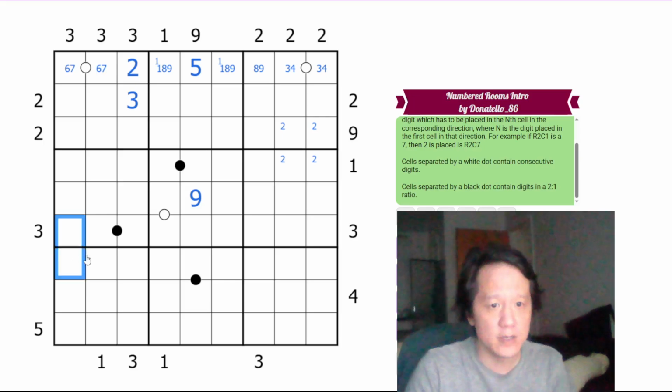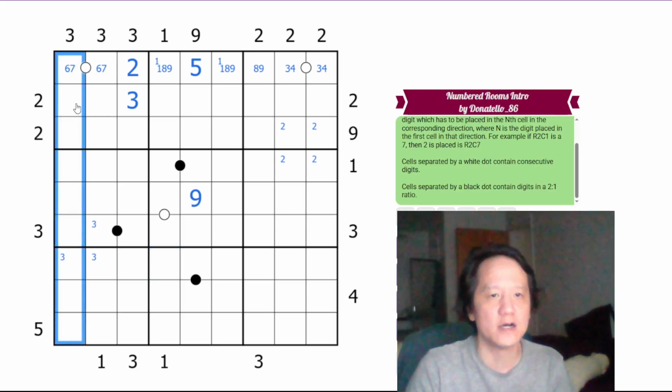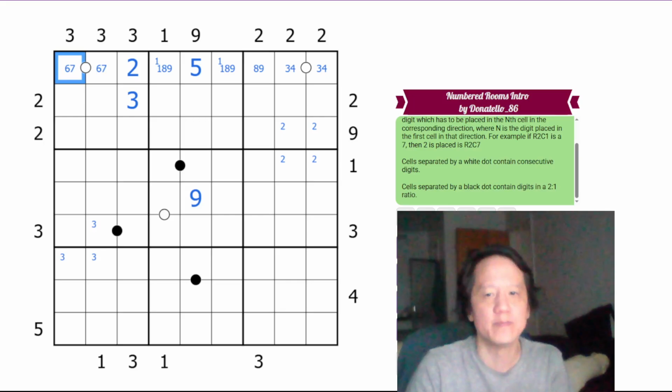3 has to be one of these two. 3 cannot be the first digit, again, in a number. This can't be the same digit as the digit outside in the number rooms clue. So this cannot be 3 here. Therefore, where is the 3 in column 1? It can't be in 6, it must be in 7.